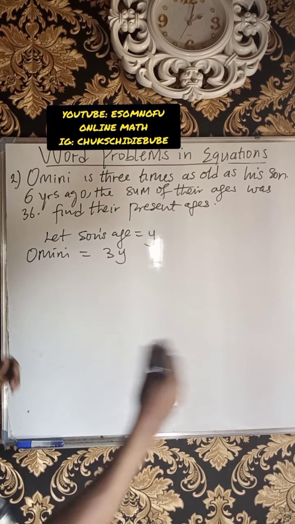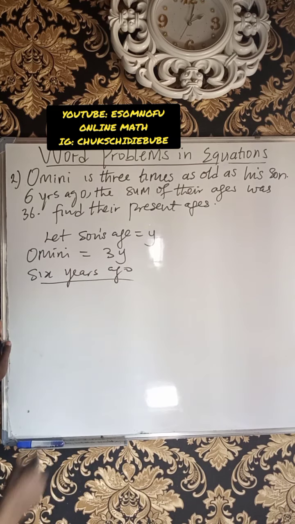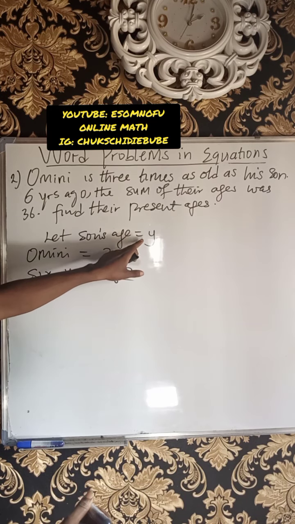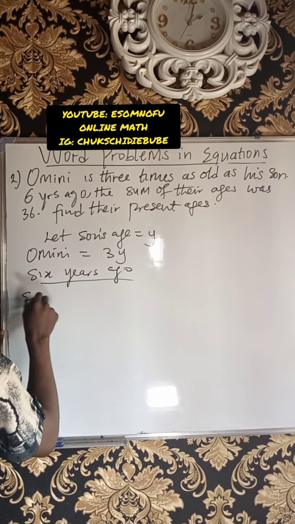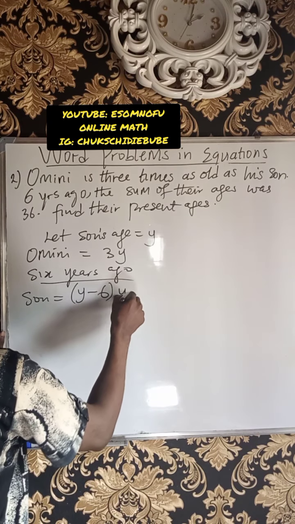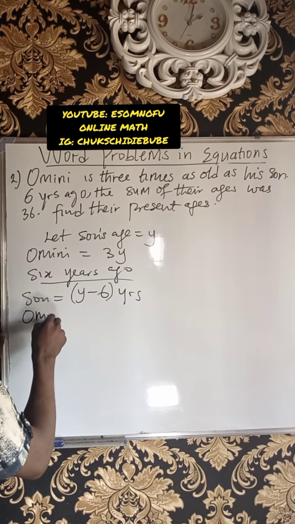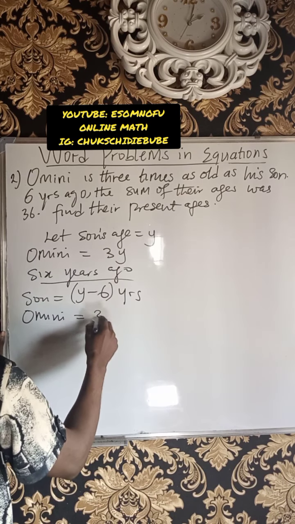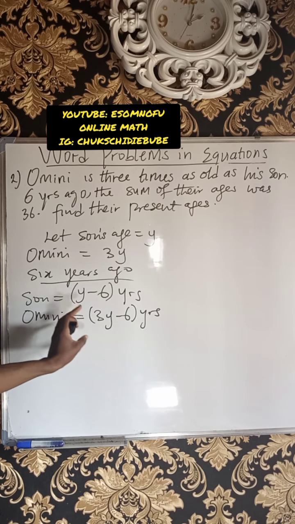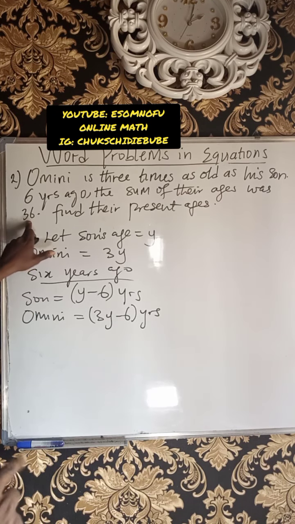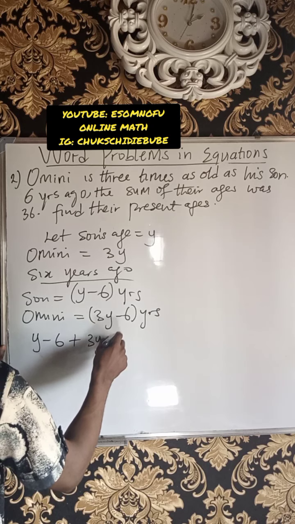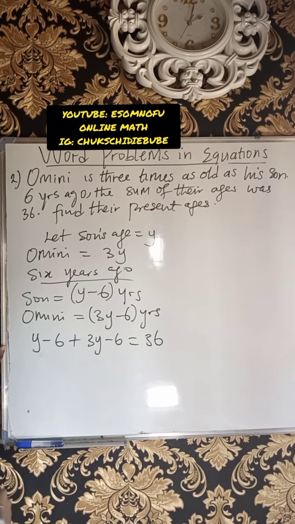So 6 years ago, let us see what happened 6 years ago. 6 years ago, we are told that the sum of their ages was 36. Hence, 6 years ago, the son will now be y minus 6, because the age should be less than 6. y minus 6 years. Omini will be equal to 3y minus 6 years. This is also the age of Omini. And we are told that the sum of their ages was 36, that's 6 years ago. Hence, y minus 6 plus 3y minus 6 is equivalent to 36.